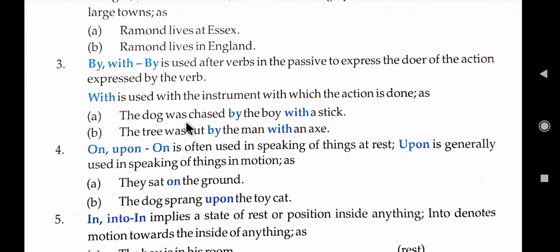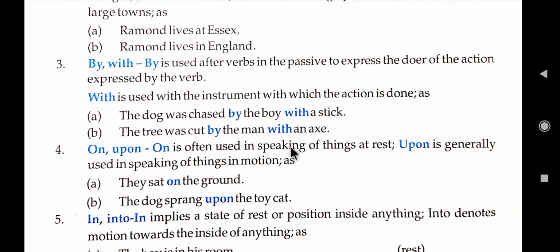The dog was chased by the boy with a stick. So who is doing that action? The boy. So we use by. And with what is he taking that action? A stick. That is why we used with. The tree was cut by the man with an axe.